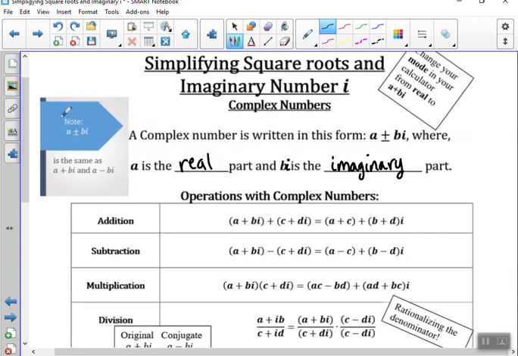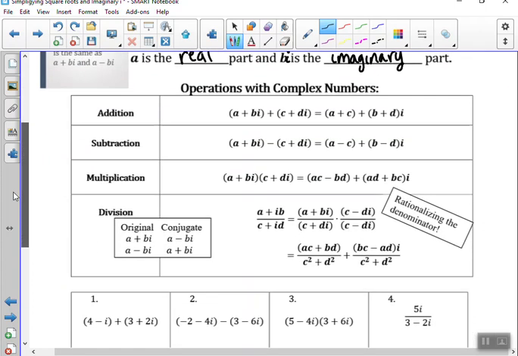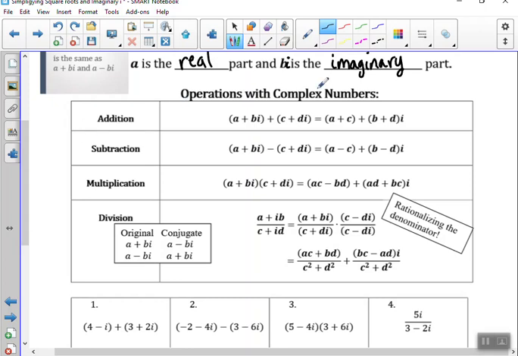Alright, just wanted to look at this note here. Note that a plus this weird symbol, the way you say this is plus or minus. And it has the word or, which means that it's two separate numbers. So it is the same as a plus bi and a minus bi. This is just writing both of them at one time.